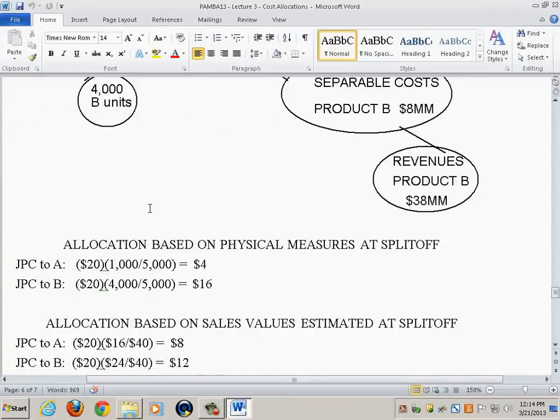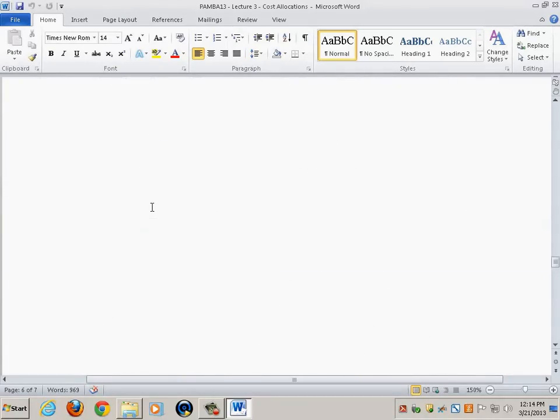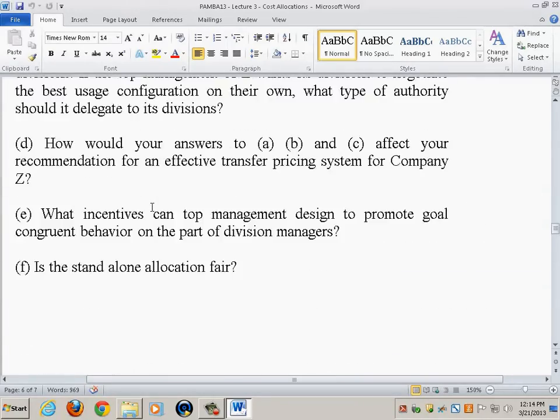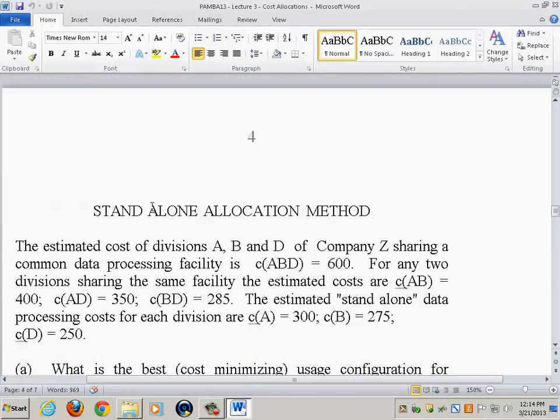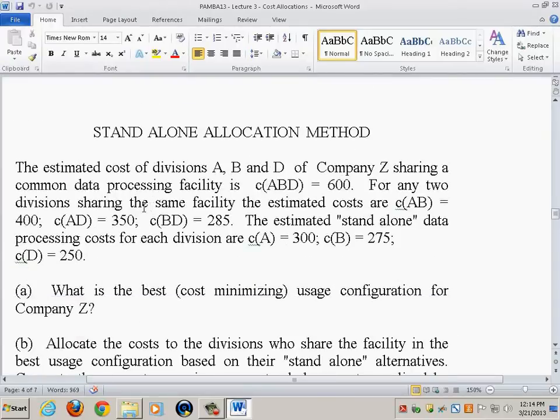Okay, finally, a final subject that we want to cover today. There is another method that's not covered in the text, but I just want to introduce you to it because it's conceptually appealing, and that's the standalone allocation method.